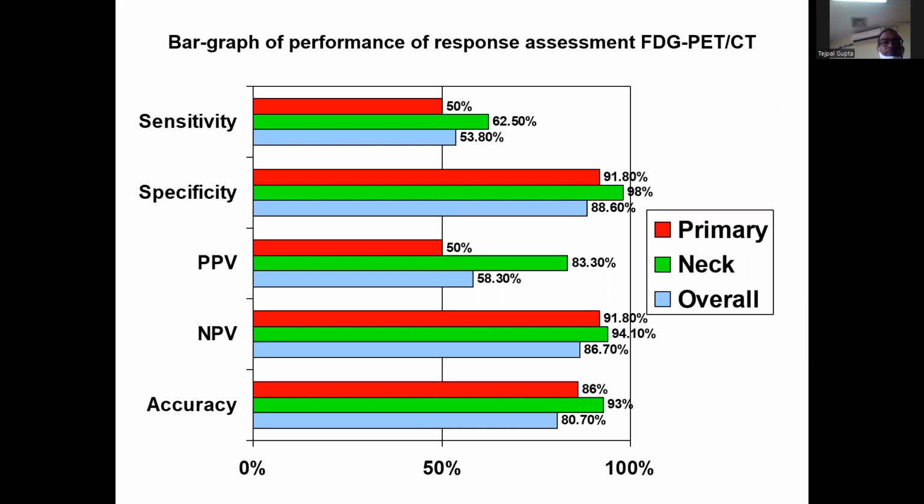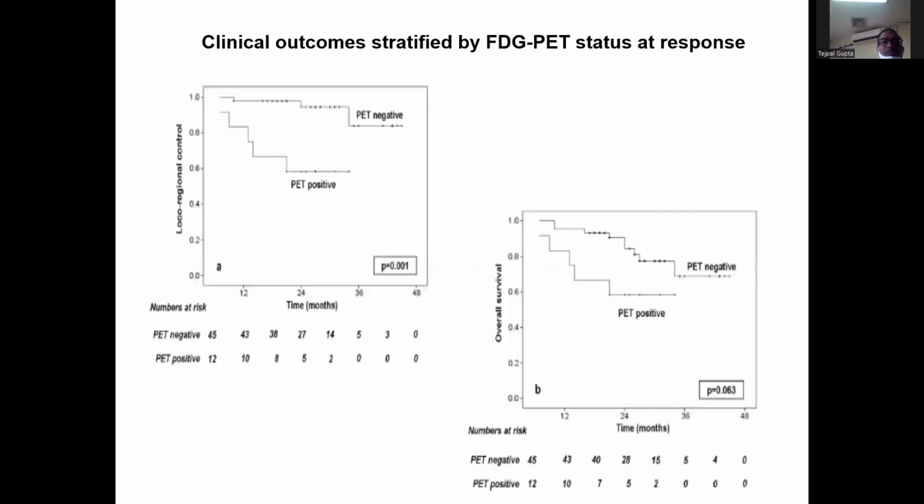So you can see that the negative predictive value for the primary site and neck were more than 90%. The positive predictive value for the primary site was pretty low at around 50%. We also looked at whether this predicted outcomes, and patients with PET positivity, even if they were falsely positive, had a worse outcome than patients with PET negativity. So it appeared that the post-treatment FDG PET-CT status was also a predictor of loco-regional control and survival.